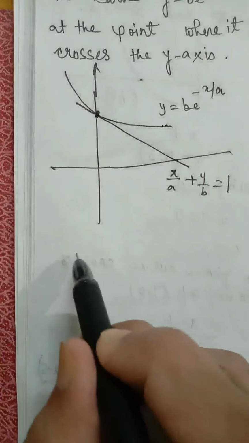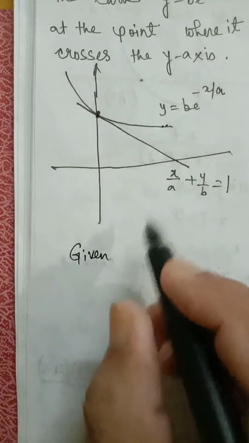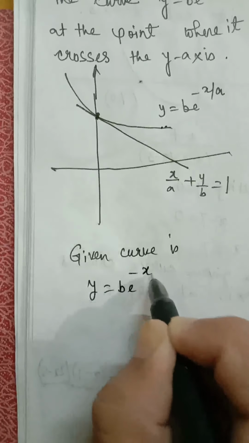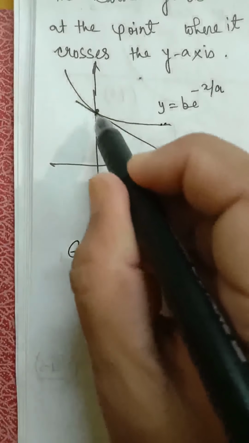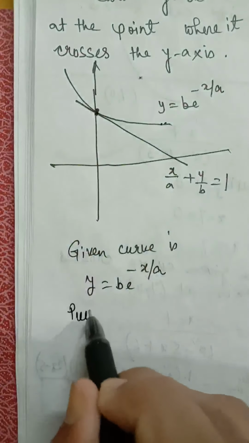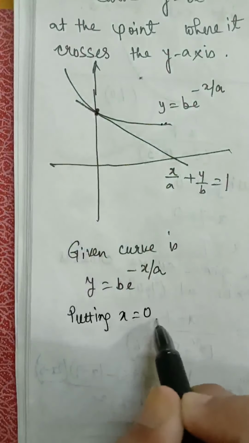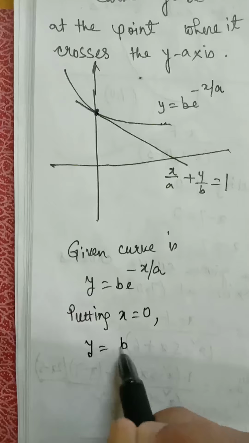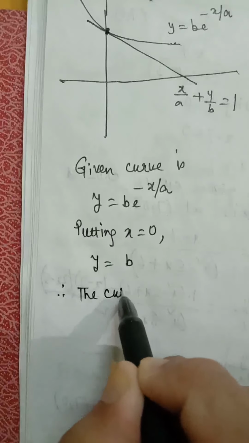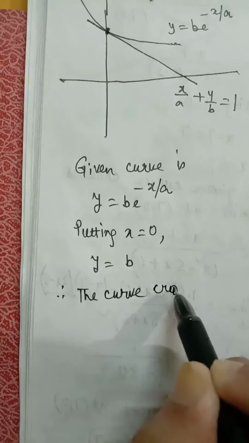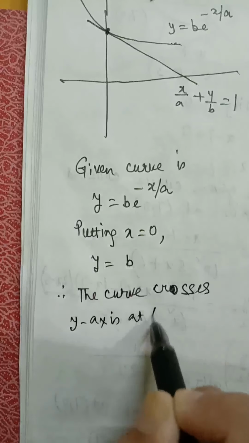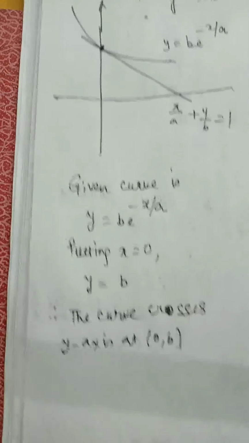First of all, the given curve is y equal to b into e to the power minus x by a. The point where it crosses the y-axis, at this point the x coordinate will be 0. Putting x equal to 0, we get y equal to b, since b into e to the power 0 is b. Therefore, the curve crosses the y-axis at (0, b).